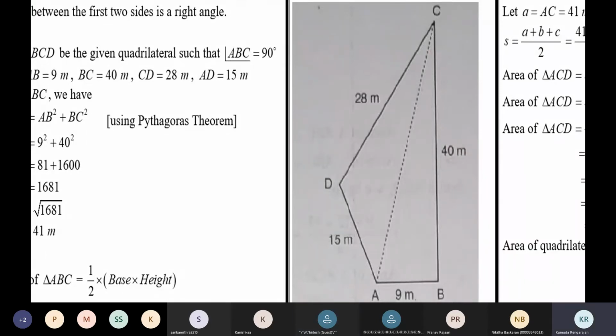You don't know any altitude there. You cannot say half base into height and take the base as 15 and height as 28. That you cannot do because they're not at right angles to each other. That happens only if it's a right angle here, like in this case. Yes, how do we find the area of triangle ADC?